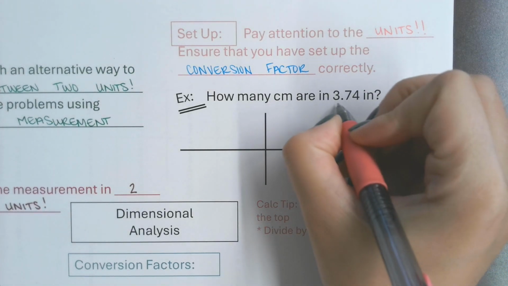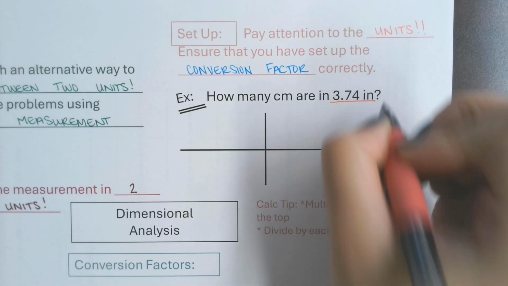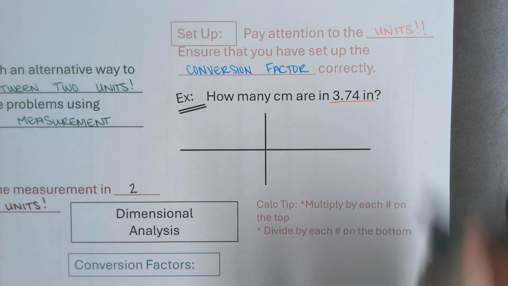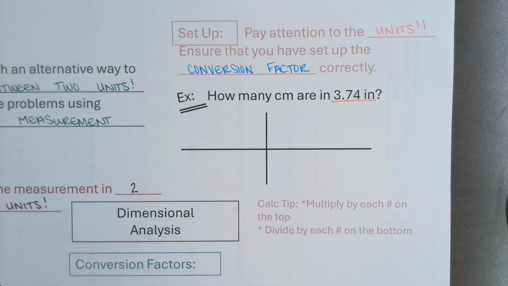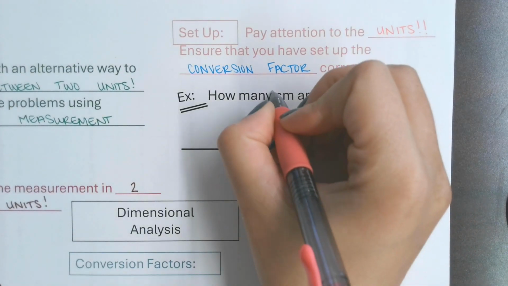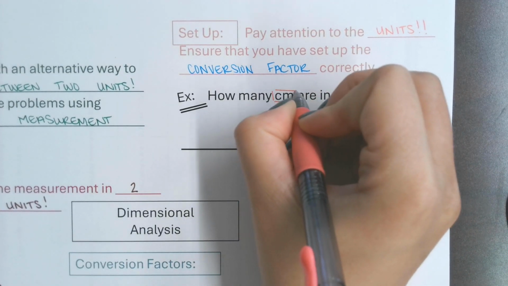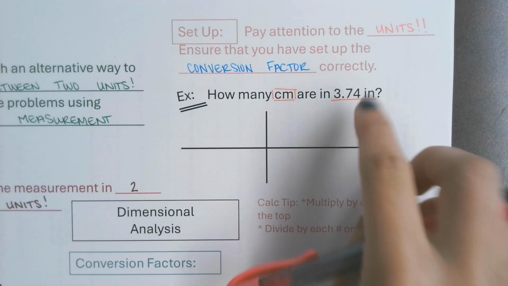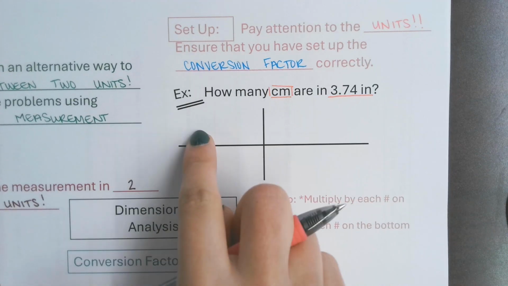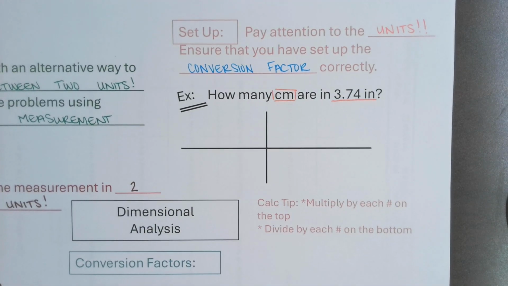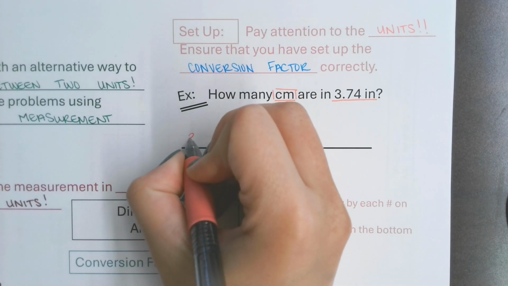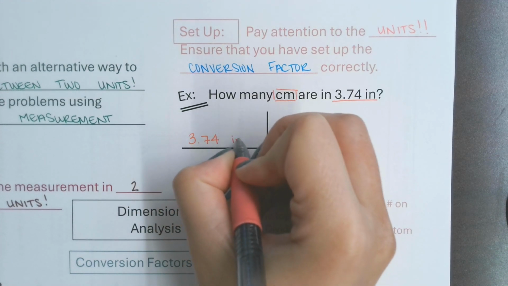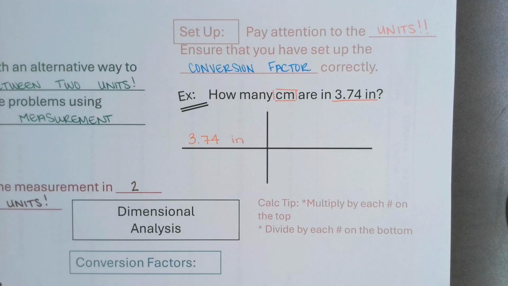So our given value here, that's your number. It's 3.74 and it has the unit of inches. That's your given. Our end goal is to get this in units of centimeters. We're trying to end at centimeters. Your given value always goes in the top left corner. When we set this up, we put 3.74 inches. Remember, make sure you're putting units on your numbers.